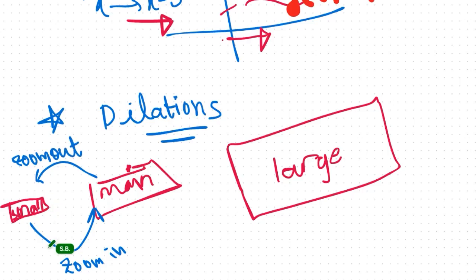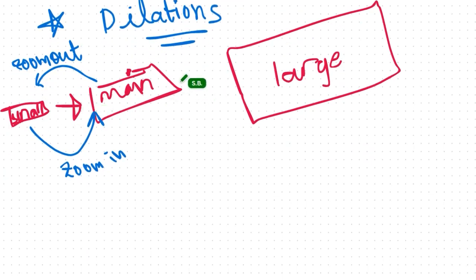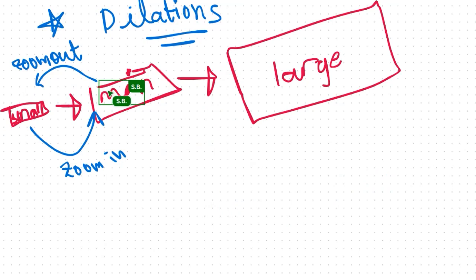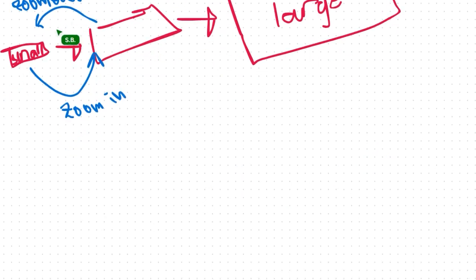Okay. Yeah. So the factor by which we are zooming in or zooming out, whether it is 1x, 2x, or zooming out 0.5x, that is important, correct? So that is called dilation factor. So in the graph also there is a concept similar to that. So how will that change?